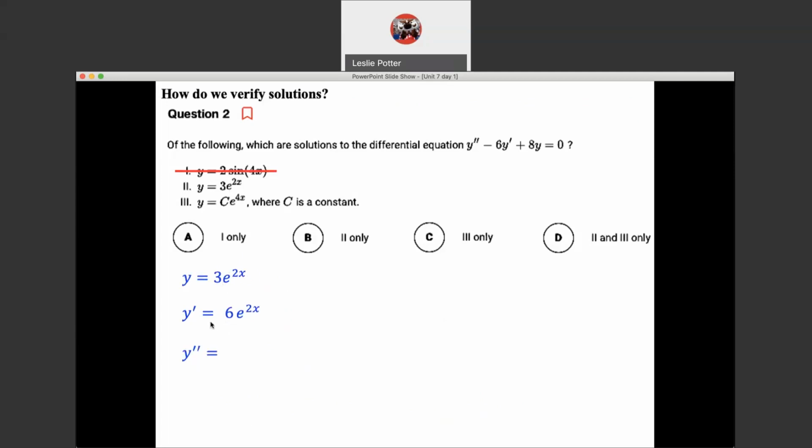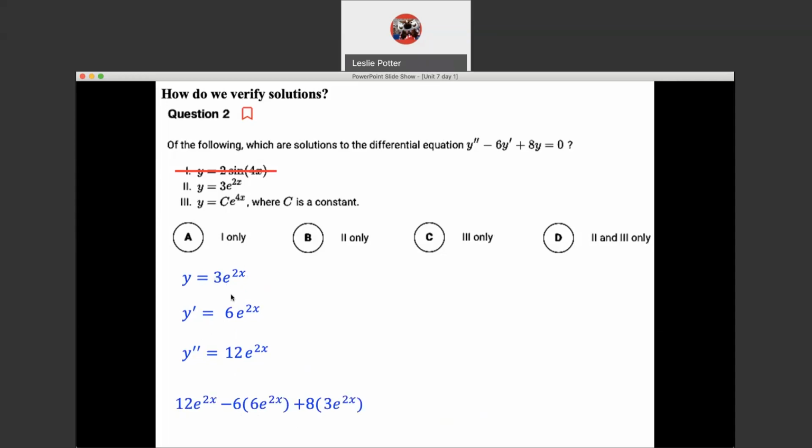And then y double prime, right? e is always the derivative of itself. y double prime is differentiating this. So it's going to be 6e to the 2x times 2 again. So it's going to be 12e to the 2x. And now I'm going to put all of this into there. So I got 12e to the 2x minus 6 times this plus 8 times this.